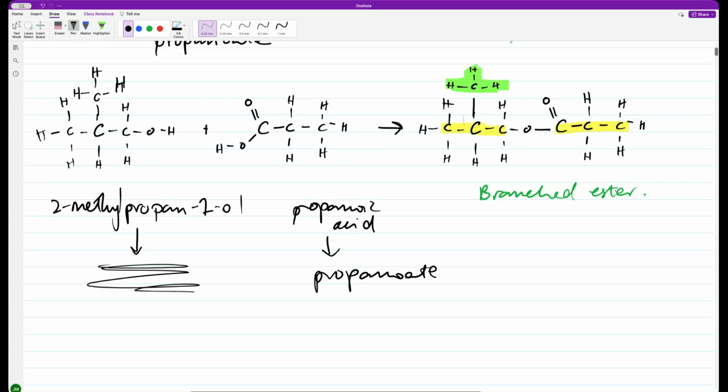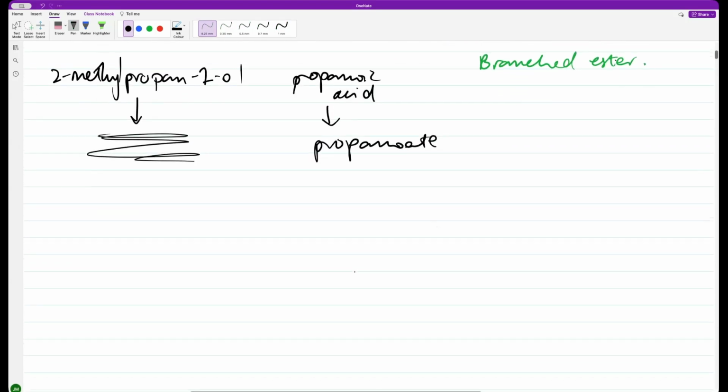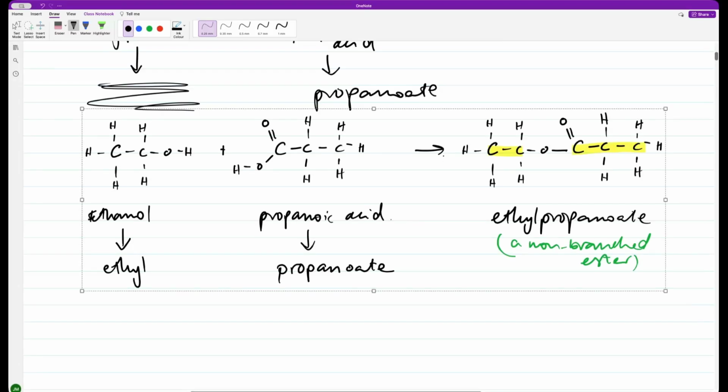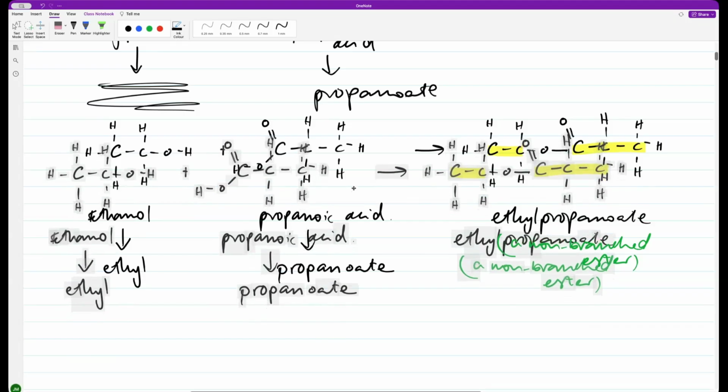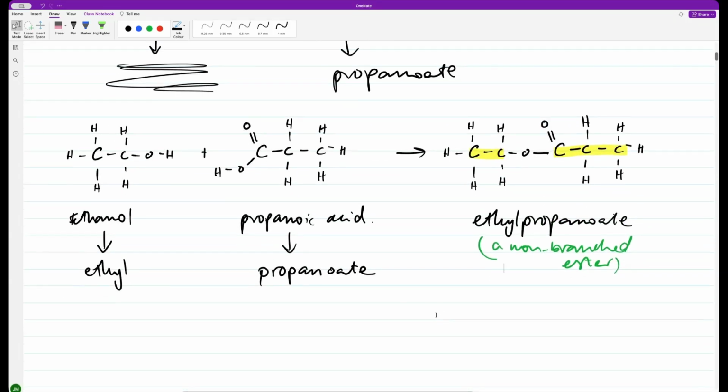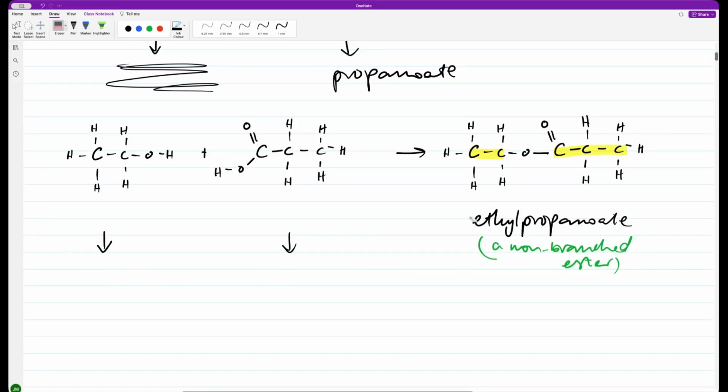Okay? However, it is very possible to have a molecule that is a substituted ester. So what do we mean by a substituted ester? Let's copy that diagram down again. And what we'll do is change ethanol, or propanoic acid, or one of them, and the name will change as well. And we're still going to have a non-branched ester. It will be a non-branched but substituted ester.